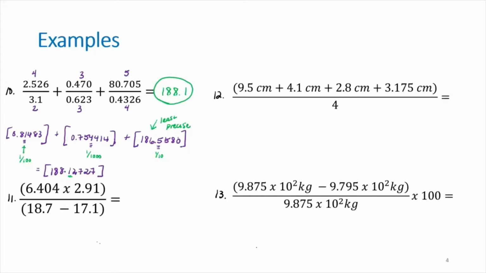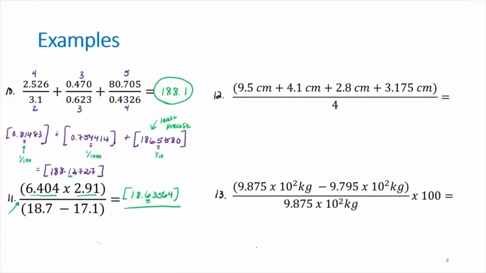6.404 times 2.91 divided by 18.7 minus 17.1. The division sign here acts as a parentheses. So I'm going to take 6.404, multiply that by 2.91 first. I do that and I get a value of 18.63564. That's a calculated answer. Here I actually have 4 sig figs. Here I have 3 sig figs. So if this is my final answer, I would round to the 3rd sig fig here. I'm going to divide this value, however, I'm not going to stop yet.